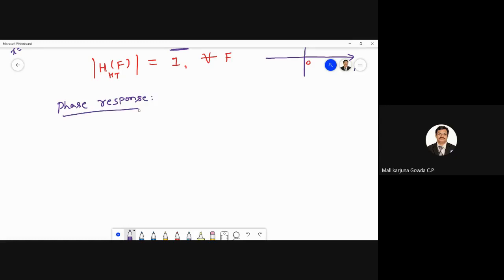Yeah, phase response is angle theta, no? So theta, with respect to the previous example, how do you find it? Tan inverse of B by A, right? Yes or no? So I will write here directly, with respect to angle, there is phase response. I denote HT of F.